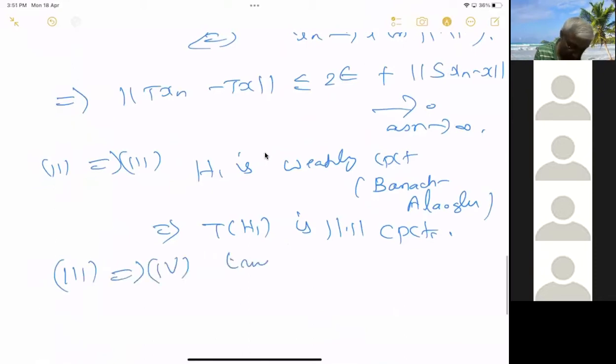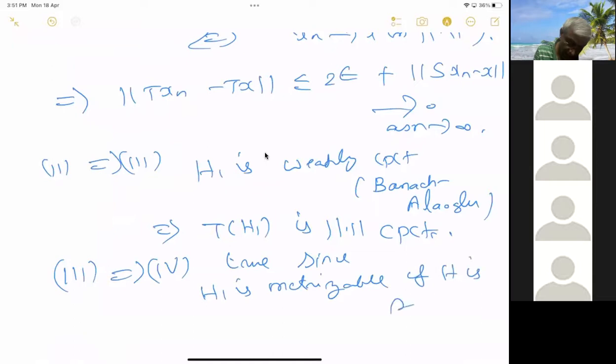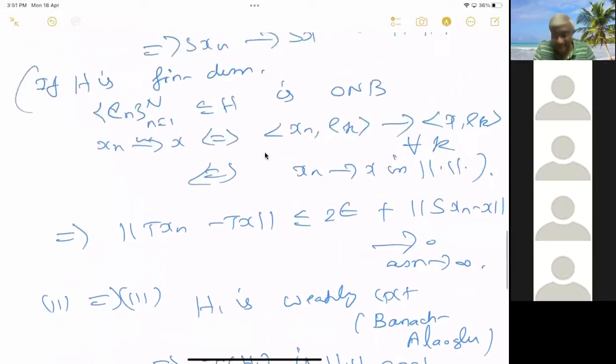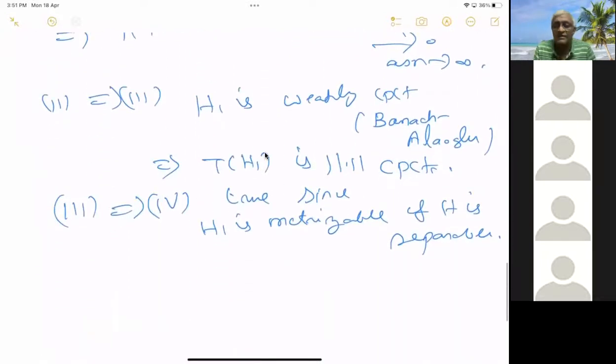3 implies 4. This is true since H1 is metrizable, if H is separable. If it is not separable, then the same thing will be true for nets. Every net will have a subnet such that T of that subnet will converge. Okay.